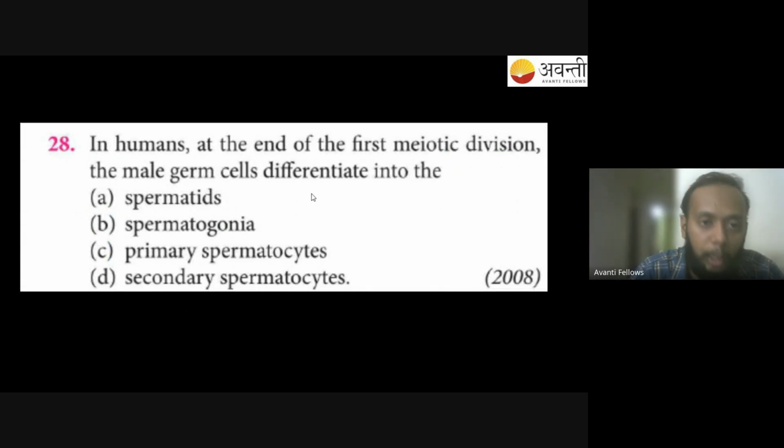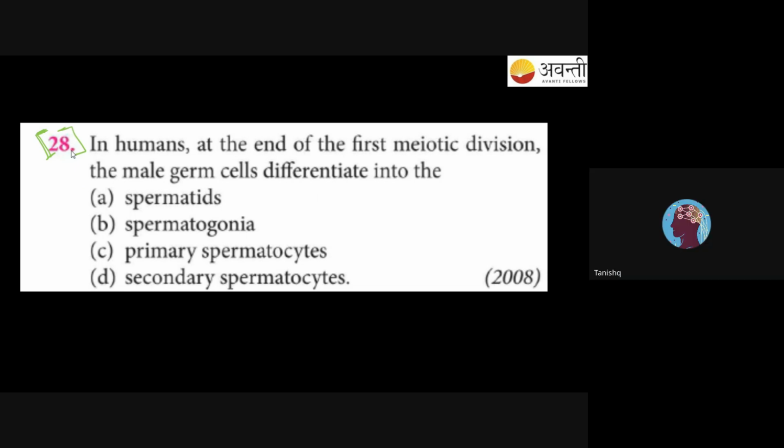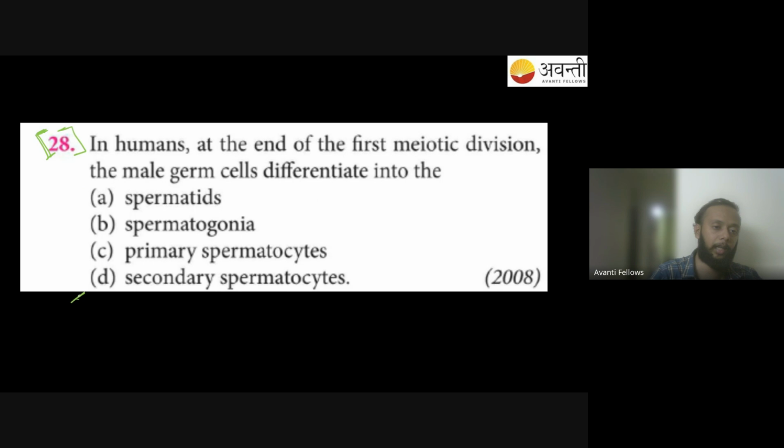Then, in humans, at the end of the first meiotic division, the male germ cell differentiates into. Look carefully at this question again. If you made notes, look at your notes and then try to answer this. Tanishk, tell me, what will be the answer? Secondary spermatocyte. Tanishk says secondary spermatocyte. Other people, Gayatri, what will be the answer over here?